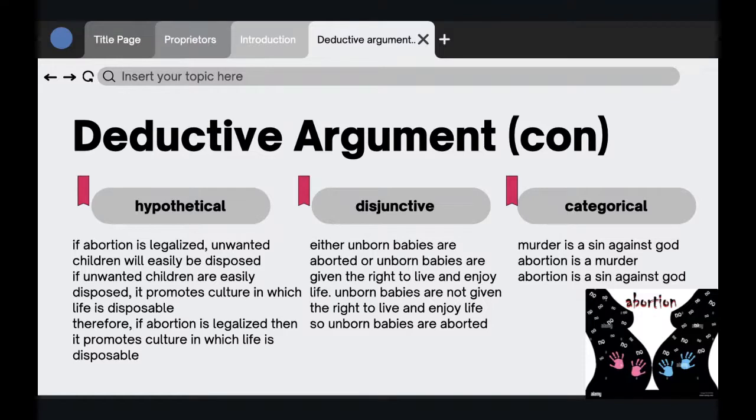And lastly, for the categorical syllogism, in categorical syllogism, there should be major term, minor term, and middle term. So in this, the pattern should be all M is P, all S is M, and all S is P. So in this argument, murder is a sin against God, abortion is a murder, abortion is a sin against God, which follows the pattern correctly.